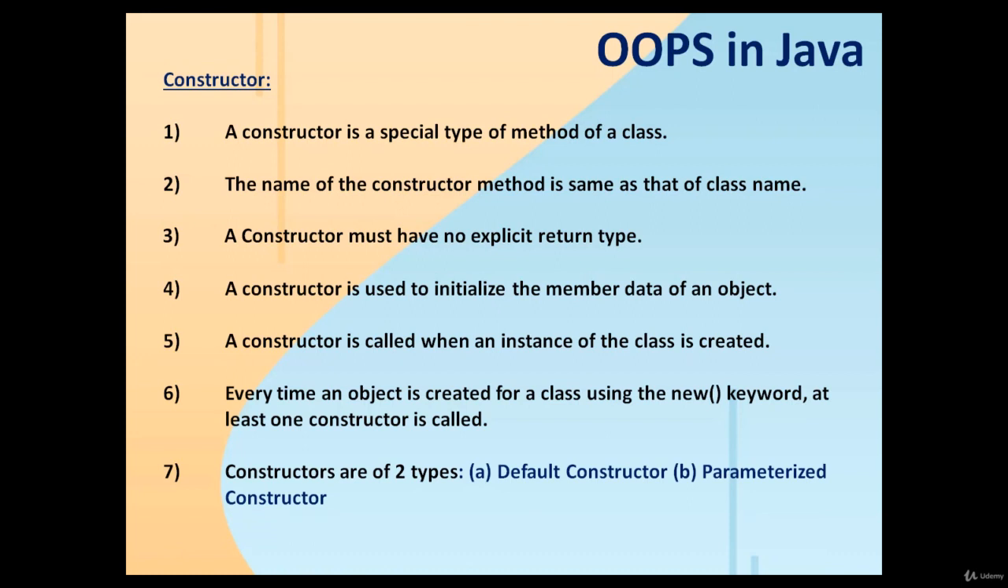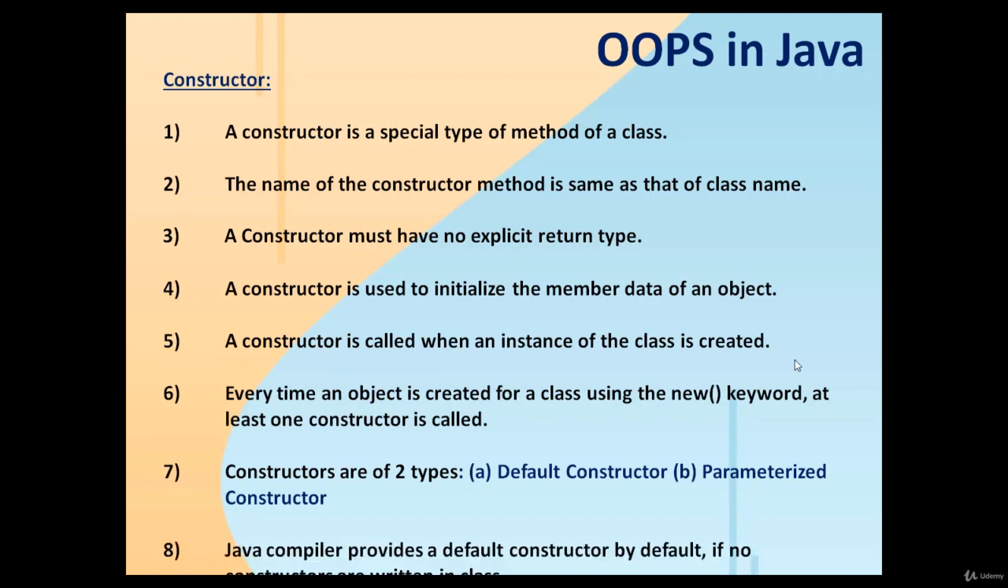The constructors are of two types. One is called the default constructor or zero-argument constructor, and the other is the constructor with arguments or parameterized constructor. The default constructor is the compiler-defined constructor, as opposed to a user-defined constructor.